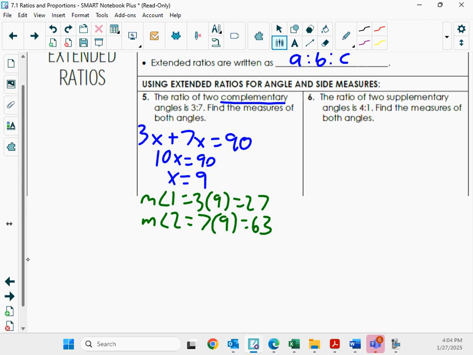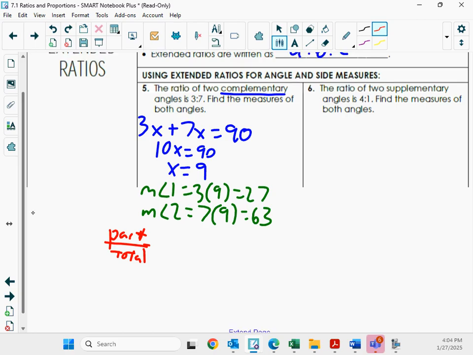Now, let's look at a second way to solve this. And I'm going to solve this using what I call part over total. This way is a little bit trickier, but it is going to help us out in the long run, especially this way of thinking when we get a little bit further on into this chapter and the way we do ratios with triangles and other shapes.